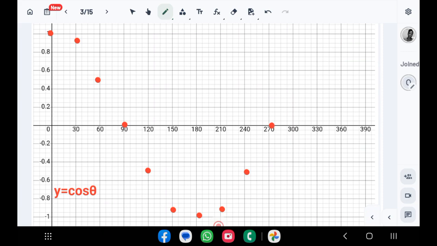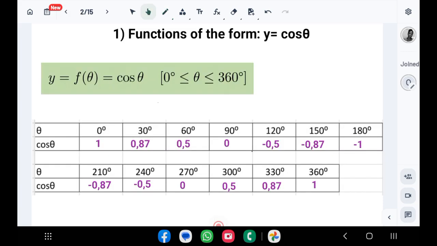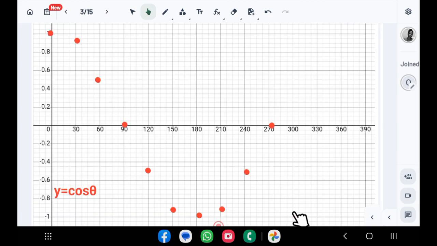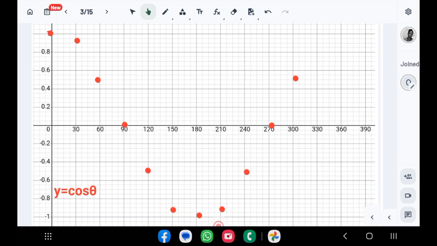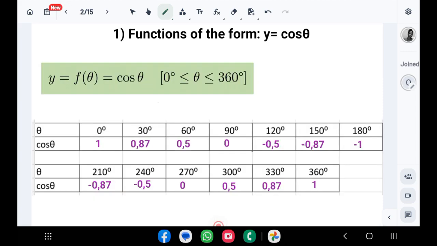And then at 300, that is half. 0.5, the half. 300, the half is up there. So there is the half. And then 330. 330, that is 0.87. So 0.87 is somewhere up there. And then the last one is 360 at 1.